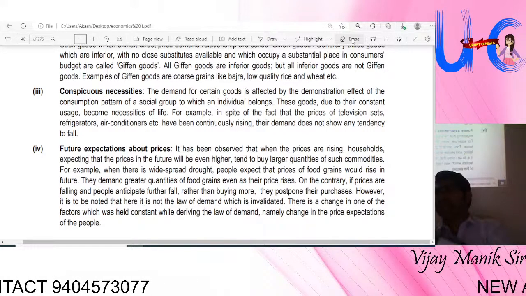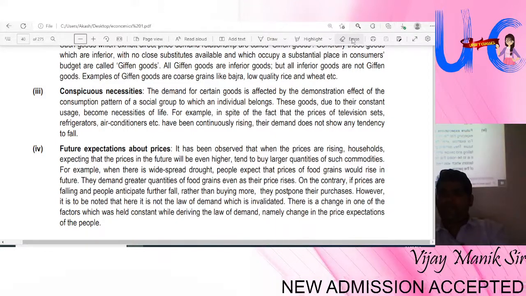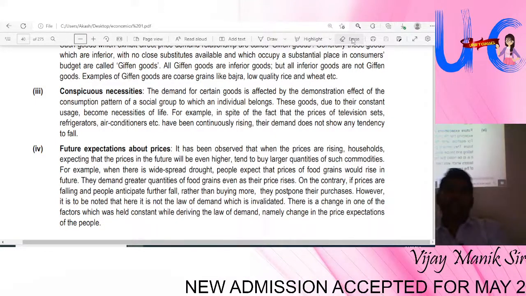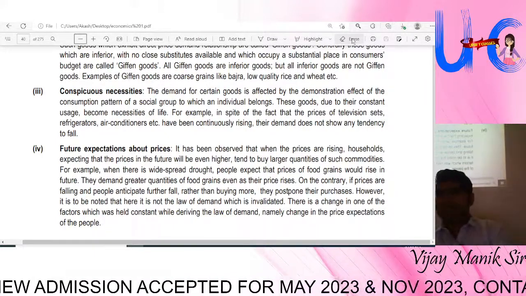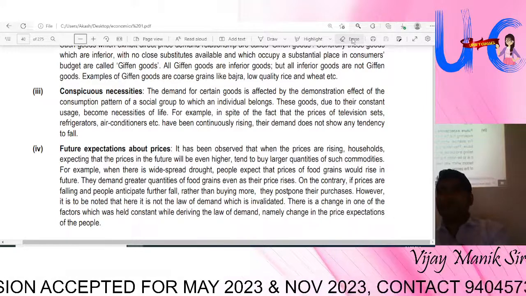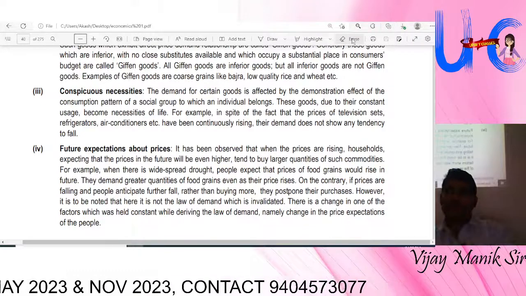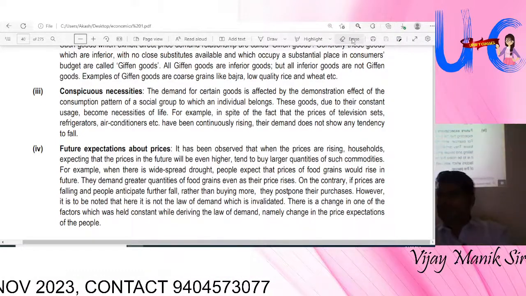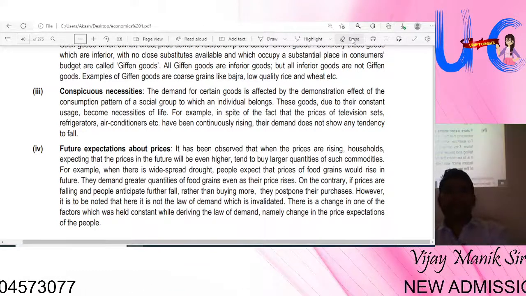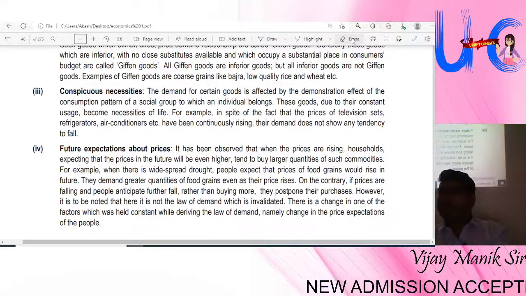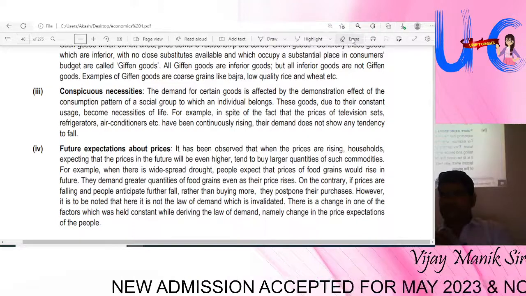Conspicuous necessities. Which kind of necessities? As we have discussed, prestige goods, status goods. We know that the price of a particular one, for example an AC, is higher than last year's price, although we have to buy it, because for our prestige, for our status, it becomes a necessity.